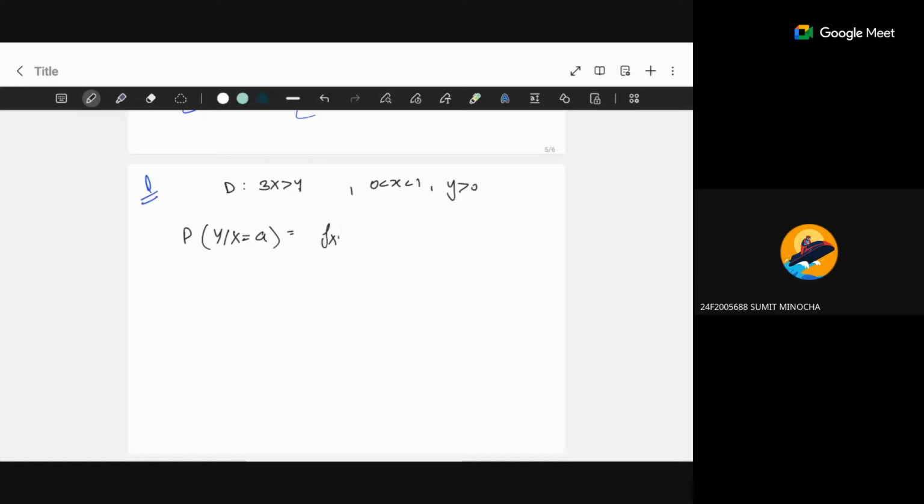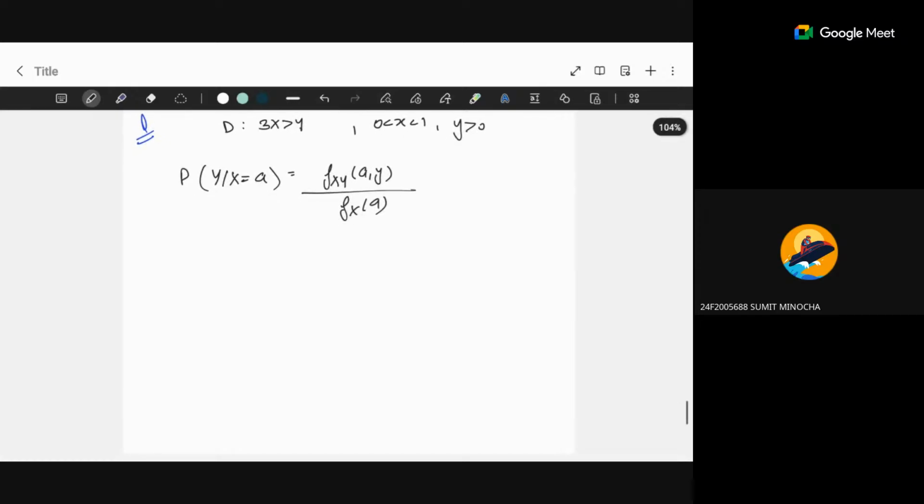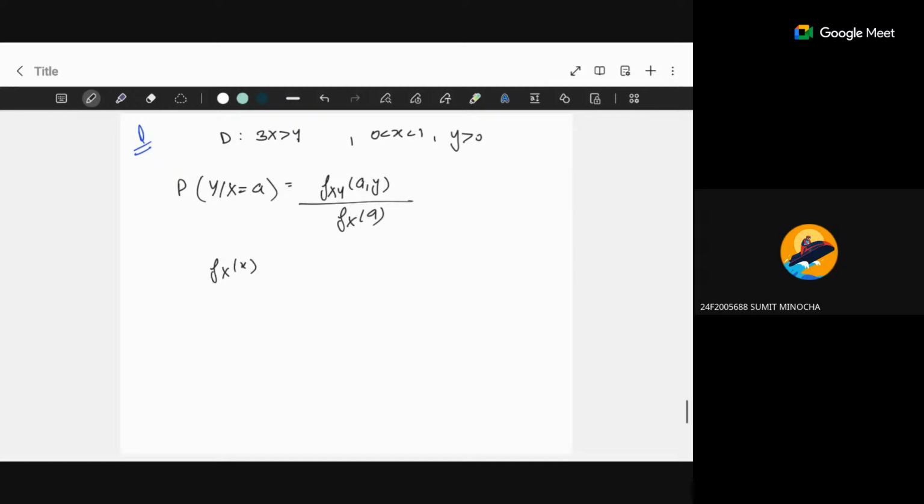So this will be f of x, y and this f of x. Now the thing is, first we need to find out f of x. Can you find out the marginal distribution of f of x? Ma'am, what equation do I have to take in this? Can you please first tell that? Okay. First of all, you need to find out the f of x.